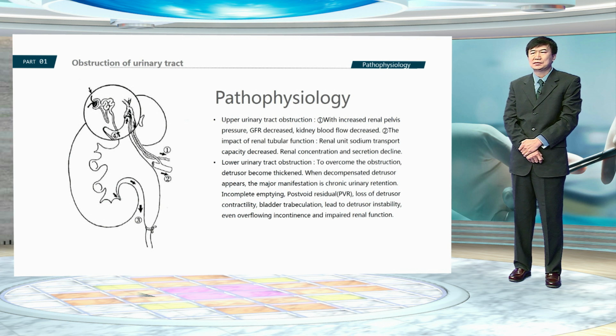In lower urinary tract obstruction, to overcome the obstruction, the detrusor becomes thickened. When the detrusor decompensates, loss of detrusor contractility and detrusor instability might occur, and the major manifestation is chronic urinary retention, even overflowing incontinence and renal function impairment.